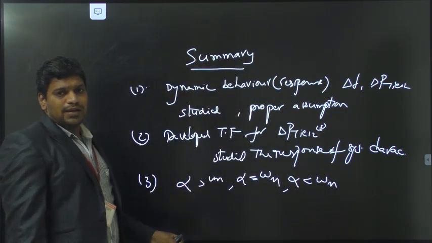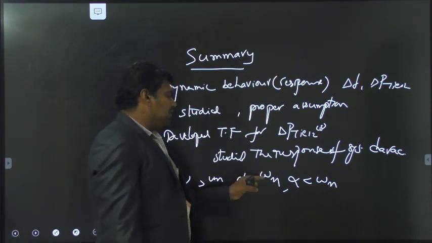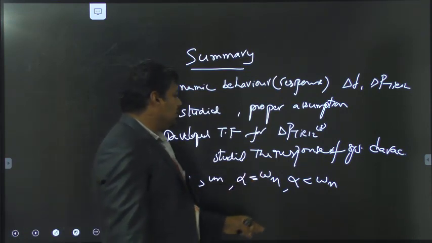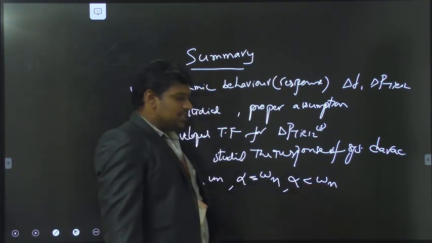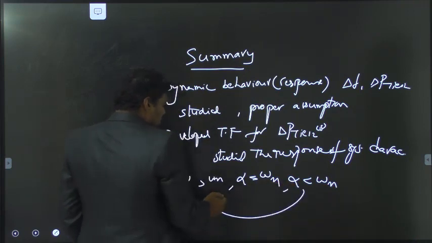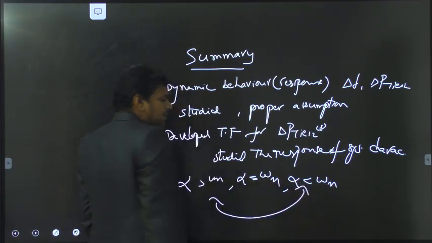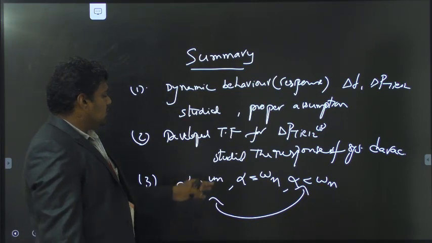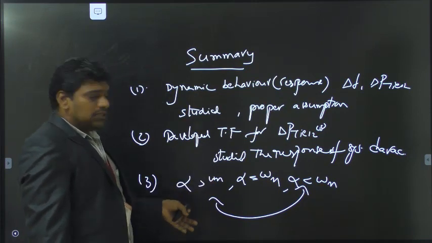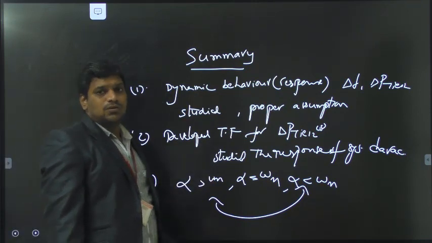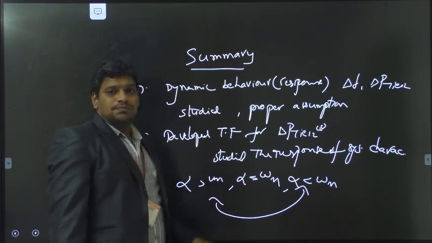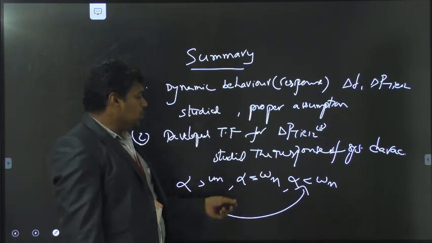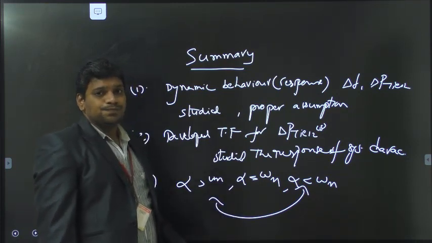When alpha is greater than omega n, the system is overdamped. When alpha is equal to omega n, critically damped. In this scenario, the response will be sluggish in nature. So generally, these two scenarios are not suggestible for any system. Then we have concluded that the R parameter plays a very major role in an interconnected power system for the dynamic response of a two-area load frequency control. Thank you.